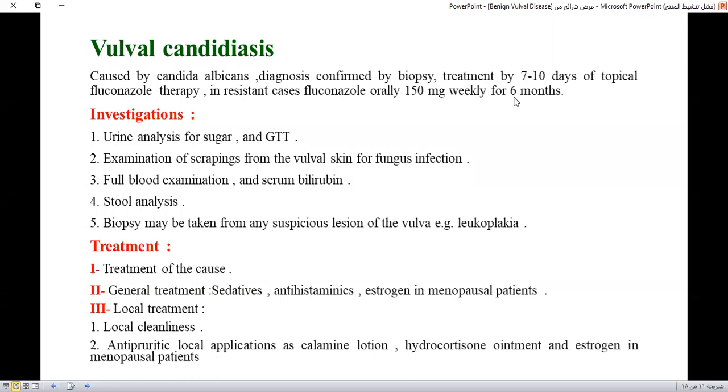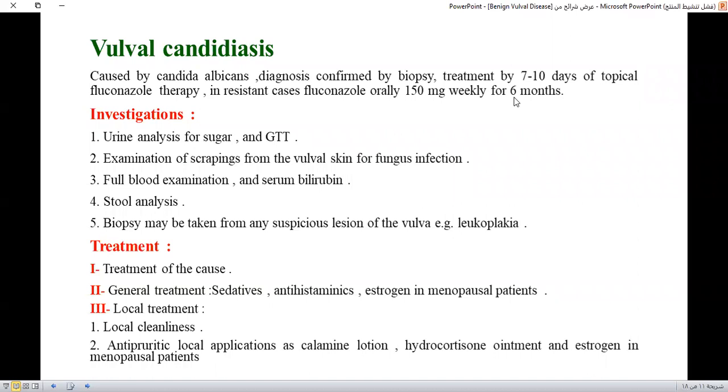Vulval candidiasis: the cause is Candida albicans. Diagnosis confirmed by biopsy. Treatment: 7 to 10 days of topical fluconazole. In resistant cases, we give the patient fluconazole, a 150 milligram capsule, orally weekly for 6 months. We tell them to take one capsule every week for 6 months. This is in resistant cases.